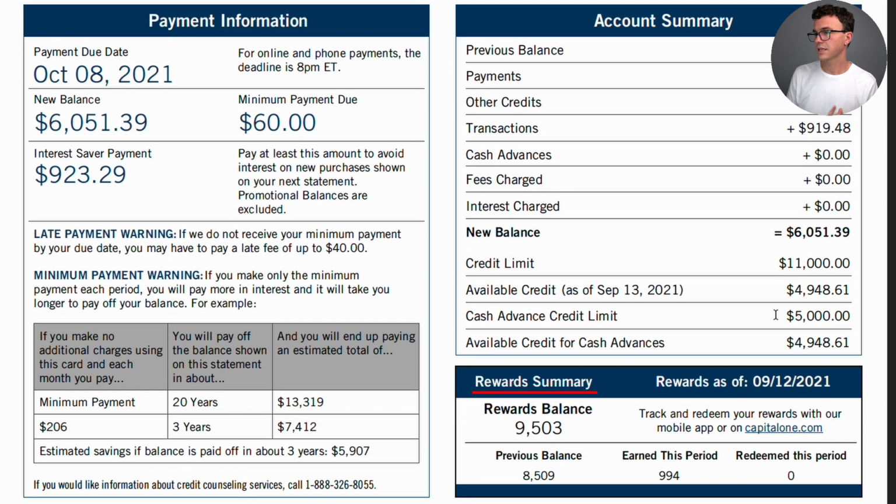The next thing is the rewards summary. With the Capital One Venture One card, I think it's 1.25 points for every dollar spent. It's not the card with the most points you could be earning, but there's no annual fee for this card. It's something I've had for a long time. So you can see right now I have 9,503 rewards points as far as the balance. And you can see the 994 that I earned this period. And then there were no points redeemed during this period.